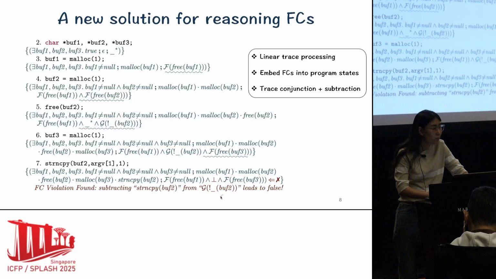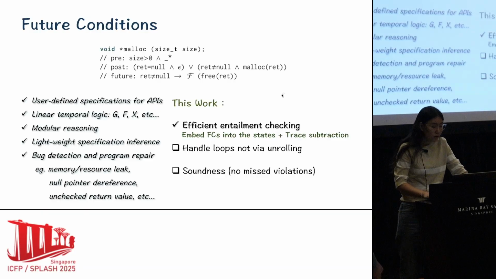So as we can see, we have achieved a linear trace processing where each event is only processed once. And this is achieved by embedding the future conditions into the program state and manipulating the states using trace conjunction and subtractions. With that, we have achieved the first goal, which is to have a more efficient entailment checking, with linear complexity, by reasoning about the future conditions.